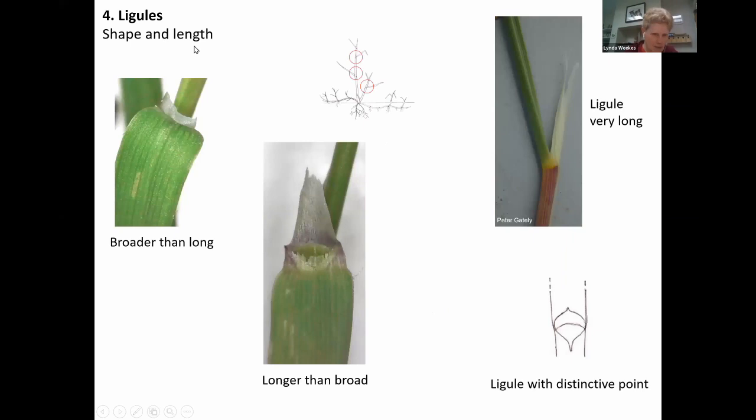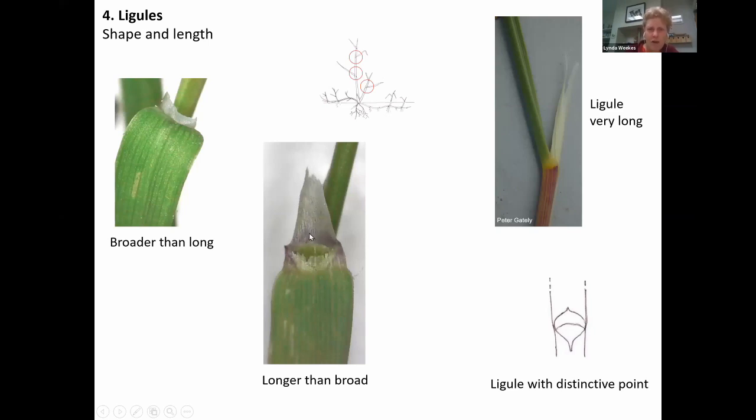Shape and length is really important. So again, this is where your ruler comes in. It's really handy to put the base of the ruler at the base of the ligule and see how many millimeters it is. That's really important. This ligule is broader than long. So you can see that it's quite broad, but it's very, very short and flattened on top. This one here is longer than broad, and it's quite pointed.